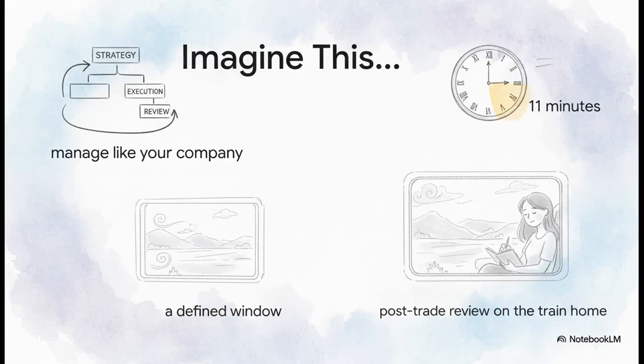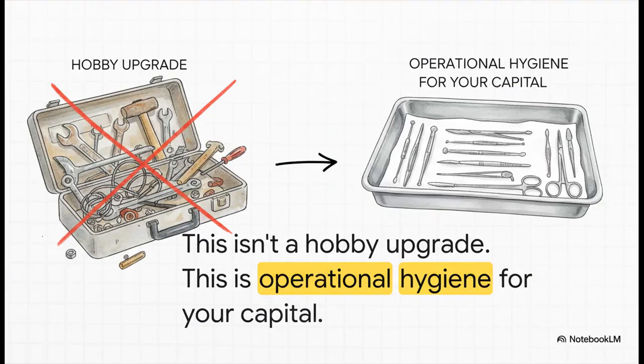So just imagine this for a second. Imagine a new reality. You manage your capital with the exact same rigor you manage your company. One market, one playbook. You spend 11 minutes in the morning to set your bias. You have a defined window for execution. You do a simple post-trade review on the train home, and that's it. No more late-night chart scrolling, no more overthinking every little move. You see, this isn't just some hobby upgrade. This is operational hygiene for your capital. It's every bit as necessary as the board decks you prepare or your company's monthly financials.